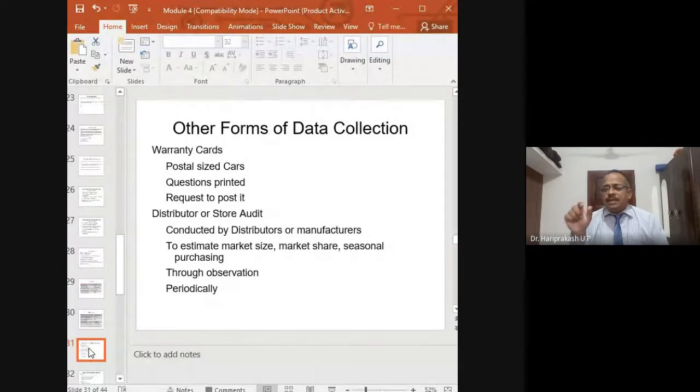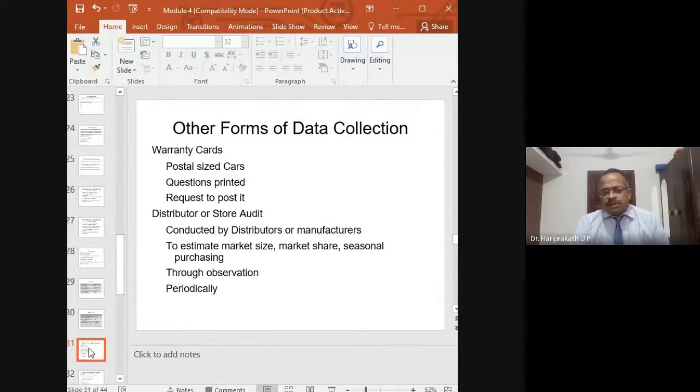So you want to collect some data here. What type of data do you want to collect? The name, age, education, how many times they buy soap, if you are doing research on soap, right? How much they are willing to pay for the soap, whether they are satisfied with the soap, like that. Whatever questions they want to put here. The questions are typed there and the respondents have to pick it up and post it back. So this is called warranty cards. That is one tool that is used.